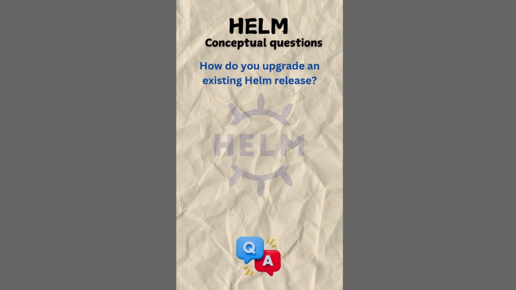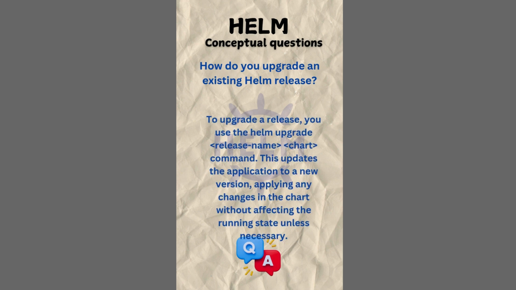How do you upgrade an existing Helm release? To upgrade a release, you use the helm upgrade release-name chart command. This updates the application to a new version, applying any changes in the chart without affecting the running state unless necessary.